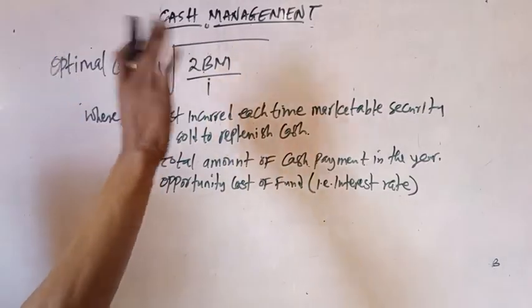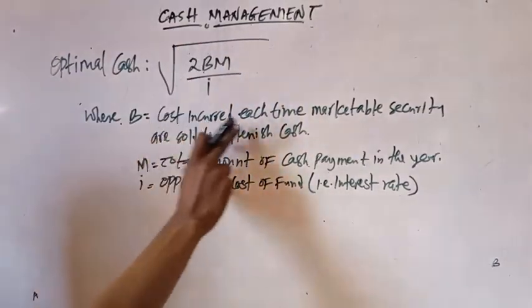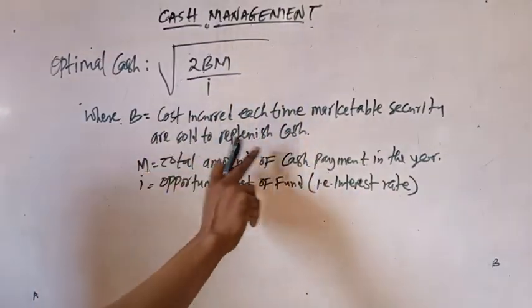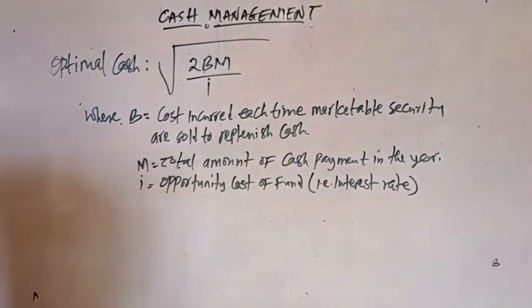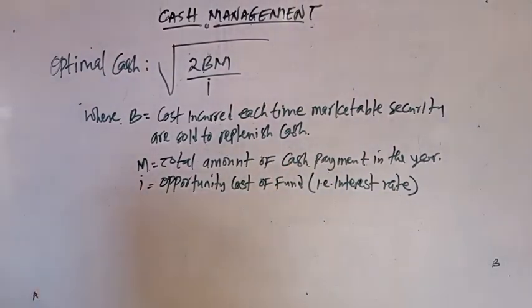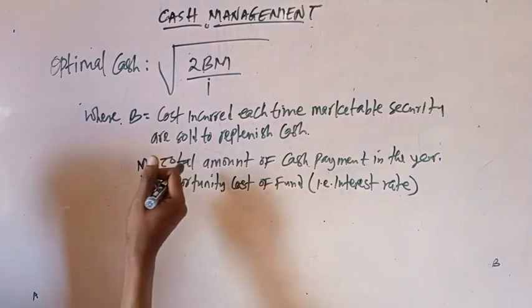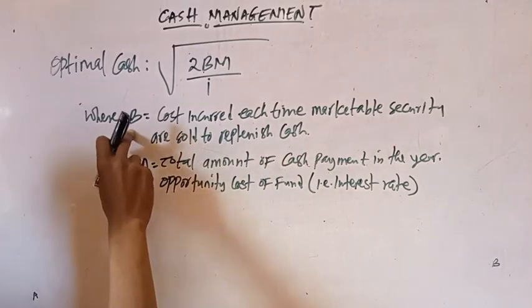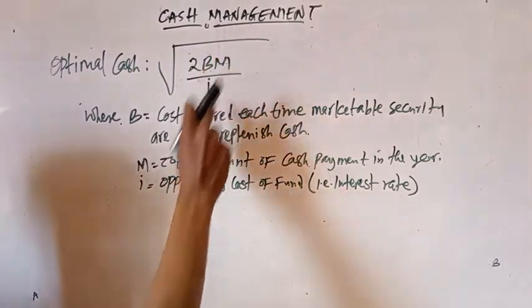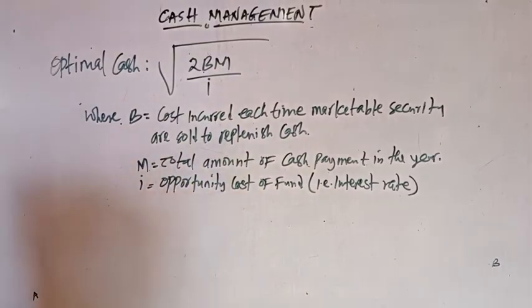Now, this is the formula. 2 is a constant. B is the cost incurred each time marketable securities are sold to replenish cash. You have to incur some administrative cost, so the cost attached to it is represented by B, while M is the total amount of cash payment in the year.